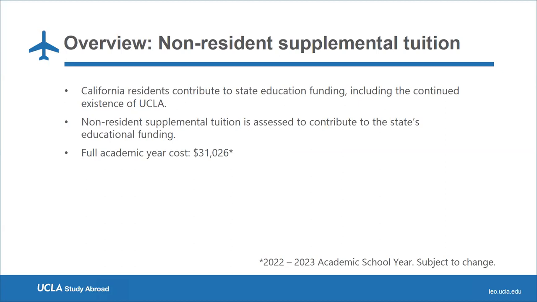For the 2022 to 2023 academic school year, we have a full academic year cost of $31,026.